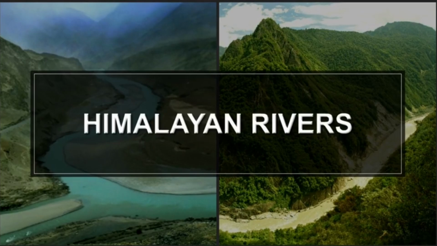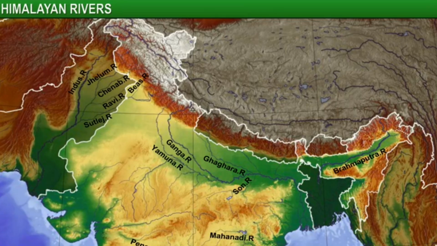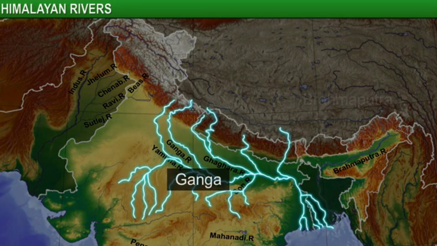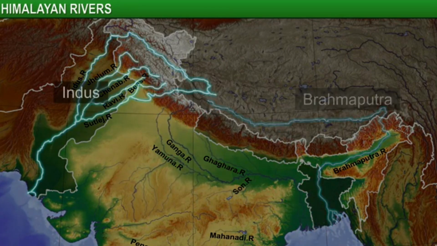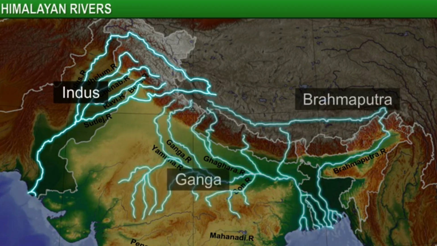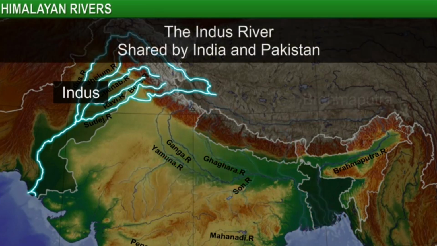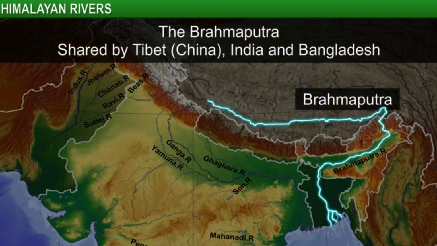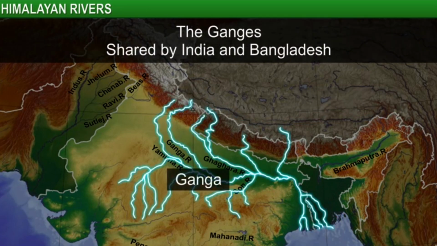The Himalayan river systems. The three important Himalayan rivers are the Ganga, the Brahmaputra, and the Indus. These rivers are among the longest and largest rivers in the world. These rivers, along with their tributaries, make up the most important river systems for India and also the neighboring countries.